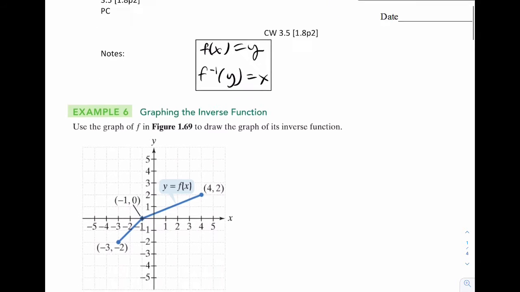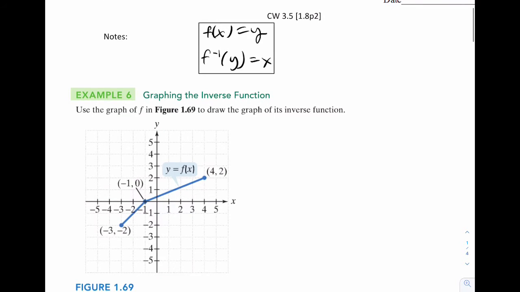So it's important to think about because if you look at this graph right here, it says use a graph of f to draw the inverse of the function. The essential thing to think about is this. You simply switch x and y. And you can see how that's happening here. F of x is y, so f inverse of y must be x.